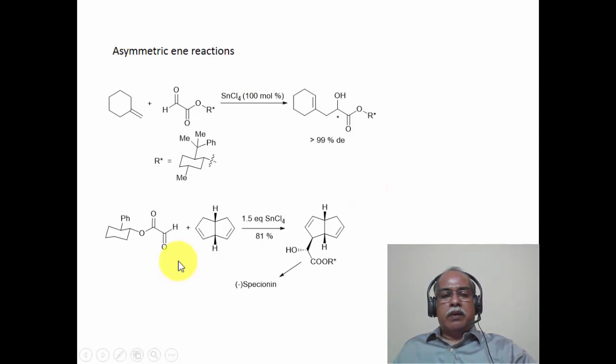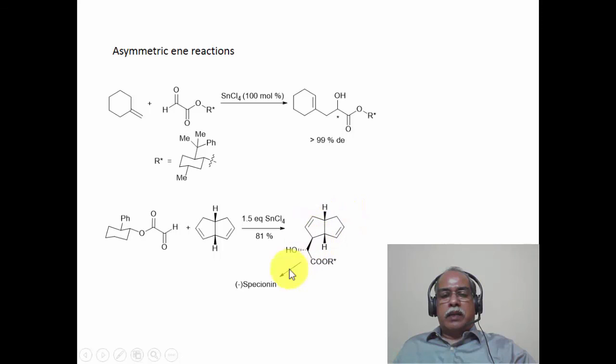Here is an example of alpha phenyl cyclohexanol, which is an optically pure compound, which is esterified to form the glyoxylate ester in this particular case. This is a chiral auxiliary, so it is used for inducing the chirality for the newly generated chiral center that is formed. In the ene reaction, essentially this hydrogen is removed, transferred onto the glyoxylate oxygen here, resulting in the migration of this double bond over to this position, forming this particular product.